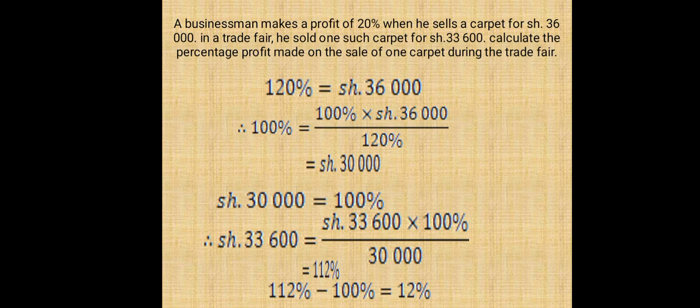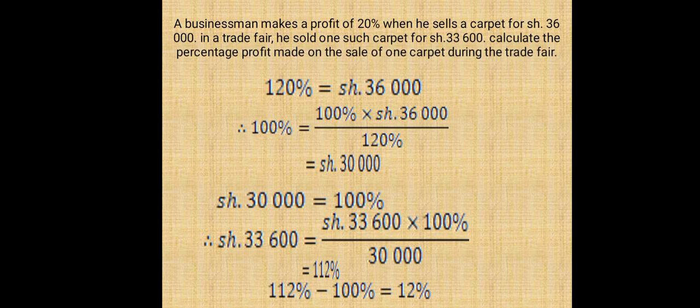A businessman makes a profit of 20% when he sells a carpet for 36,000 shillings. In a trade fair, he sold such a carpet at 33,600 shillings. Calculate the percentage of profit made on the sale of one carpet during the trade fair. Now, 120%, we have been told it represents 36,000 shillings. Now, what will be 100%? 100% will represent 30,000 shillings.